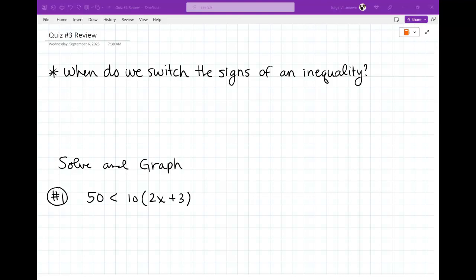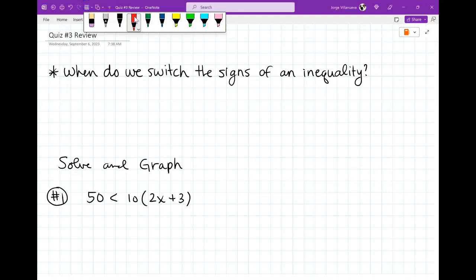All right, so quiz number 3 review. We're going to start off with the main question. This is going to be question number 1 for you guys on your quiz. When do we switch the signs of an inequality? Whenever you multiply or divide both sides of an inequality by a negative number.